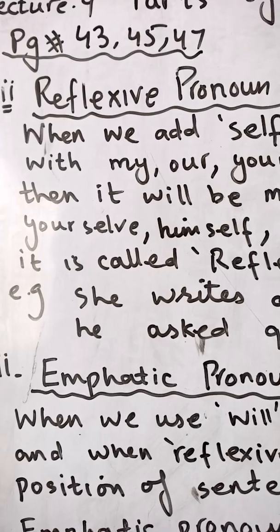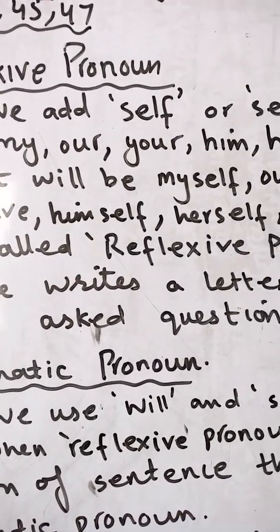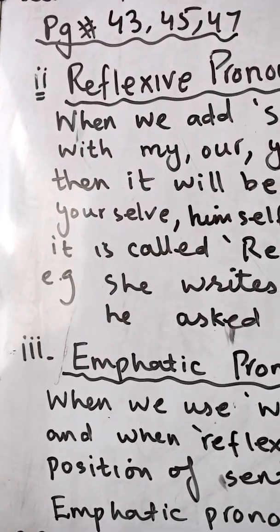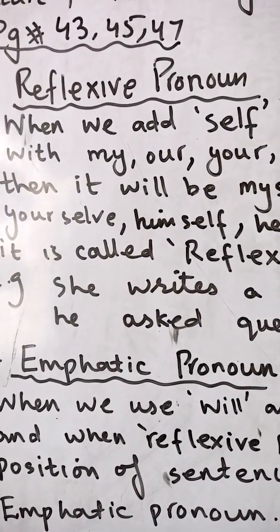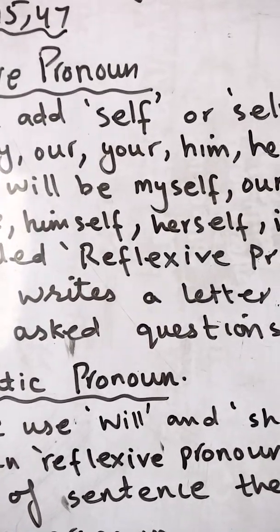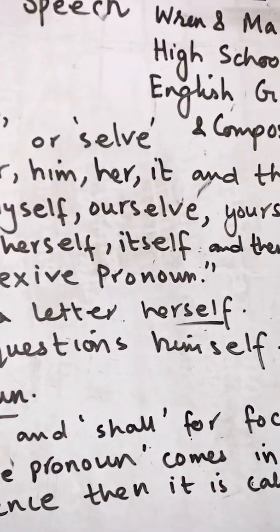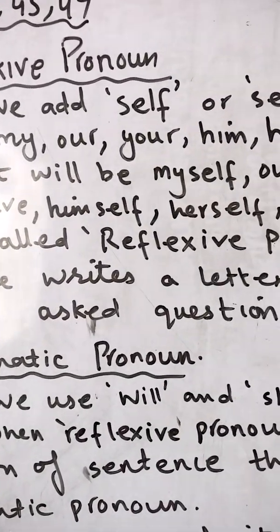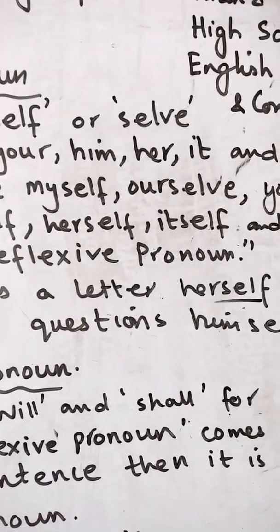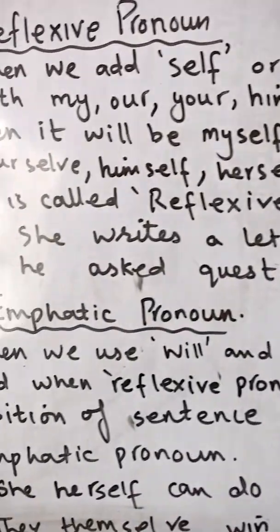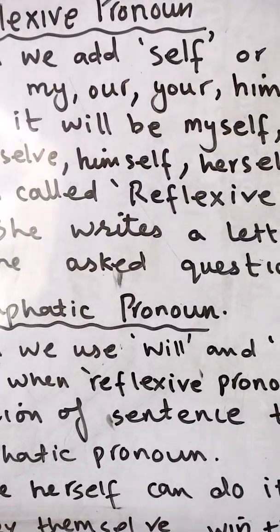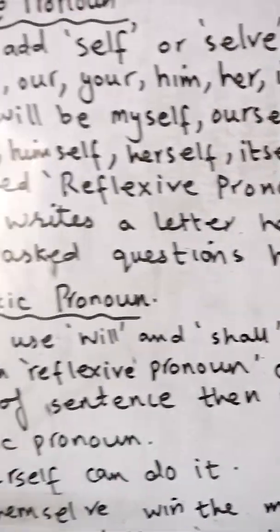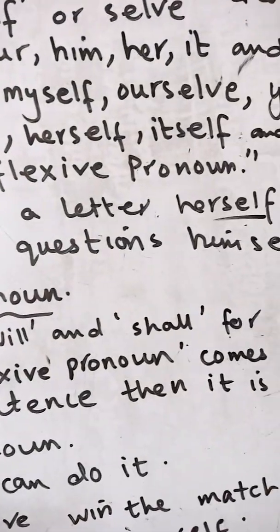What is reflexive pronoun? When we add the word self or selves with pronouns like my, our, your, him, her, it, and them, then it will be myself, ourselves, yourself, yourselves, himself, herself, itself, and themselves. It is called reflexive pronoun.